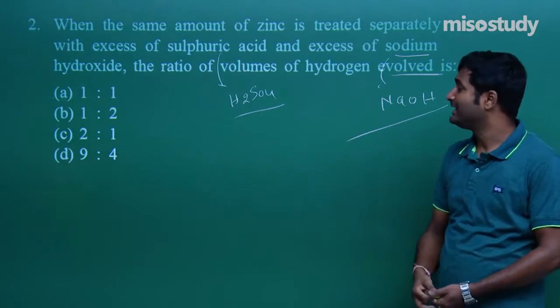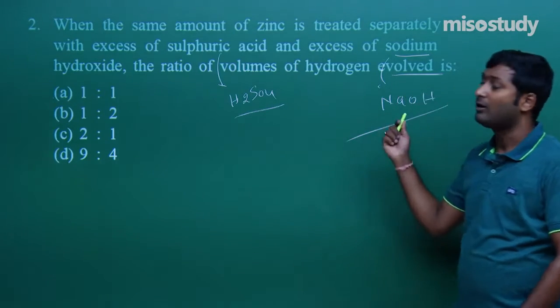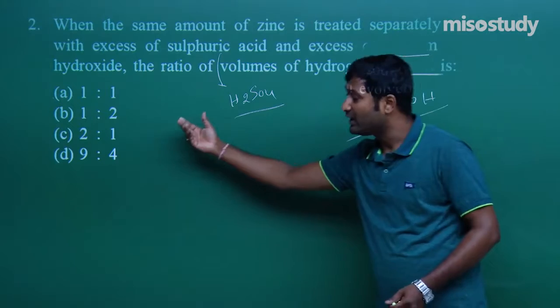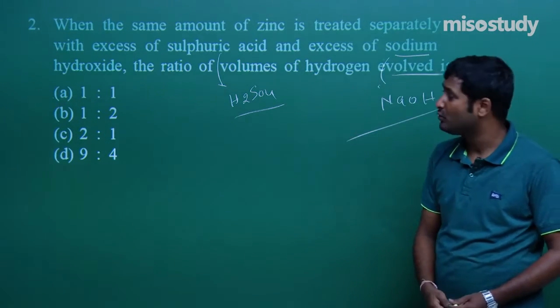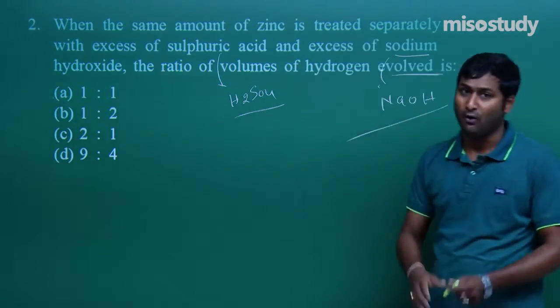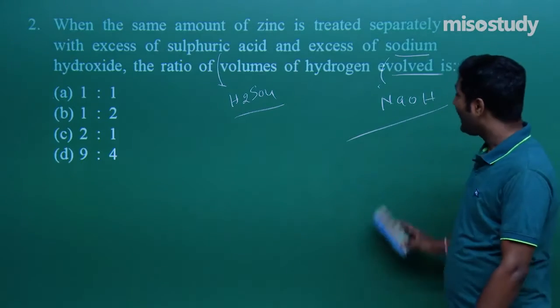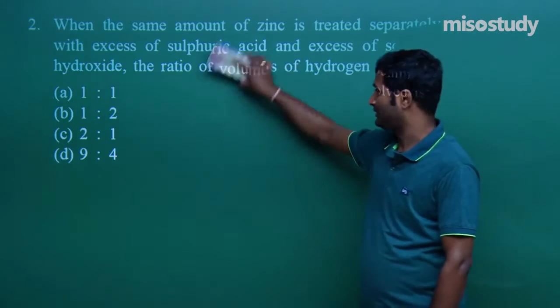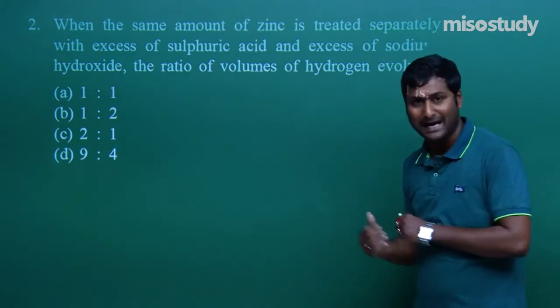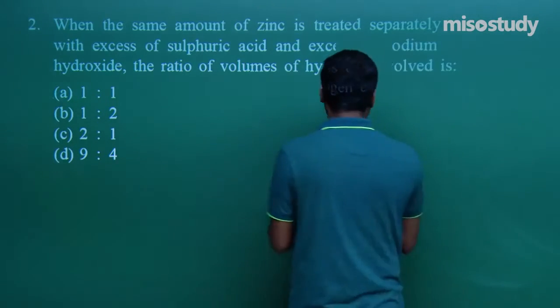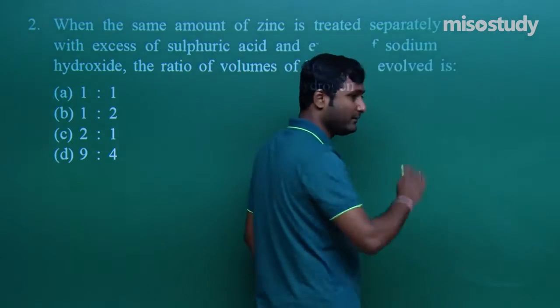What is the question telling? The ratio of volume of hydrogen evolved. Whether it is 1:1, 1:2, 2:1, or 9:4. First of all, I will give you a detailed solution. Then we will discuss how to get the answer. Clear? Look at it and listen carefully.